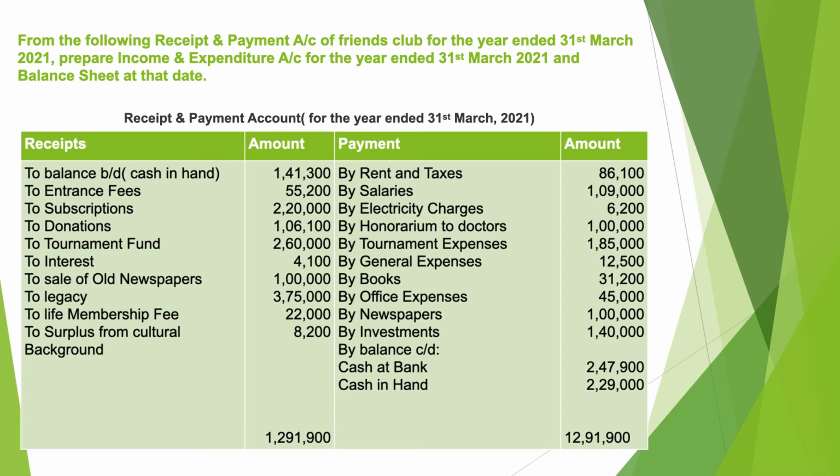Then tournament expenses we have done the treatment. Then general expenses, these will also come on the expenditure side of the income and expenditure account. Next is books. Now books are an asset.